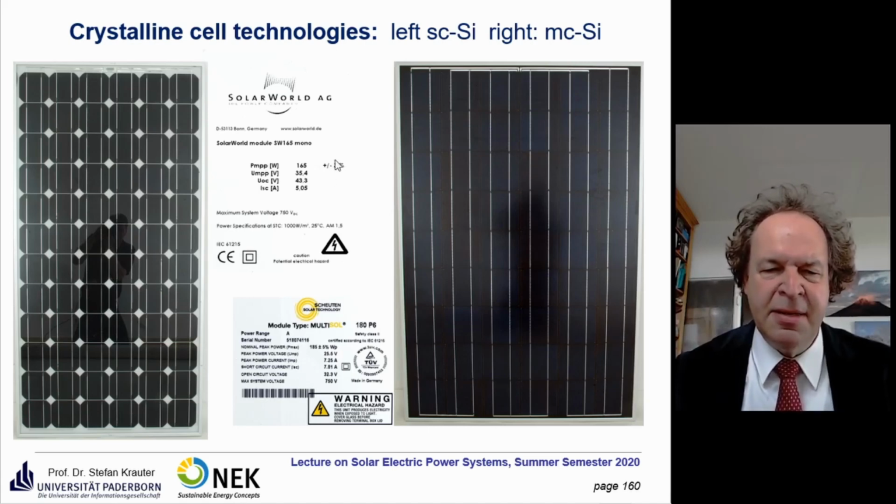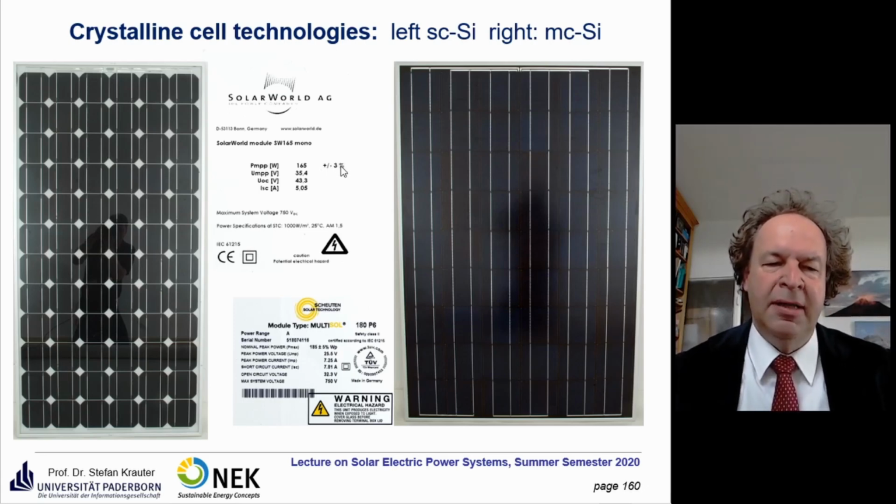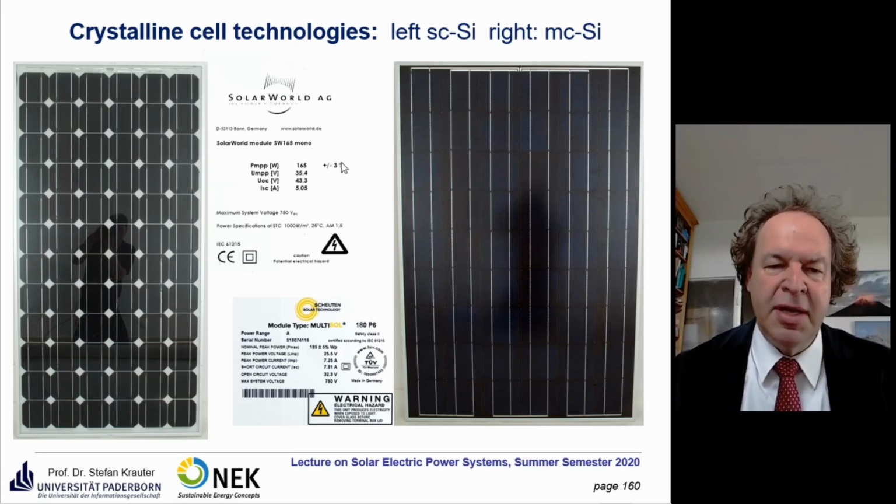This is a bit critical for the financing of solar power plants, because usually the banks don't want to take any risks, so they take the worst conditions, so they always take minus 3%. So in the last decades, the module manufacturers started to make it minus 0% and just have positive tolerances in order to keep good financing conditions.